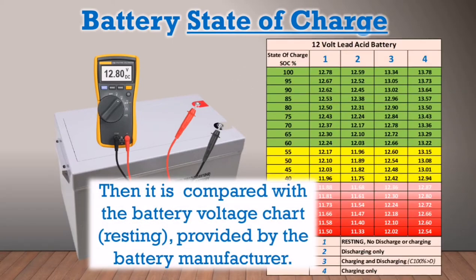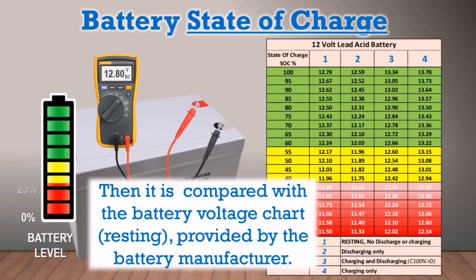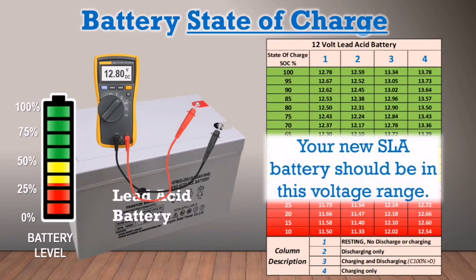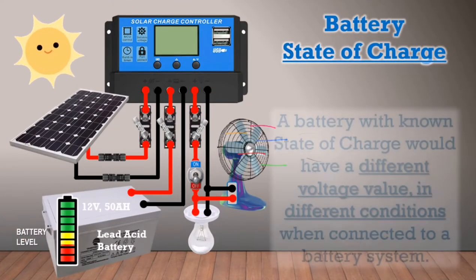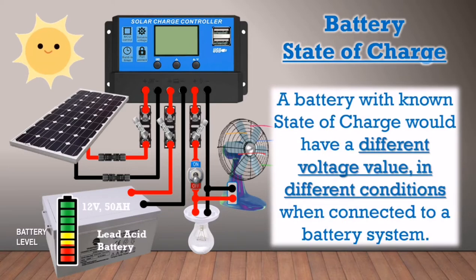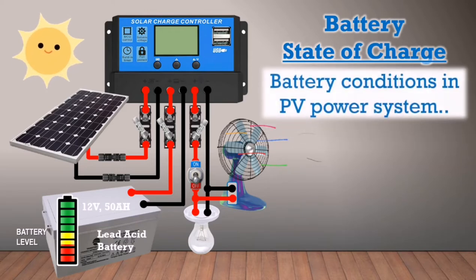Compare this reading with the battery voltage chart provided by your battery manufacturer. Just remember, a battery at rest with known state of charge will have a different voltage value in different conditions when connected to any battery system.